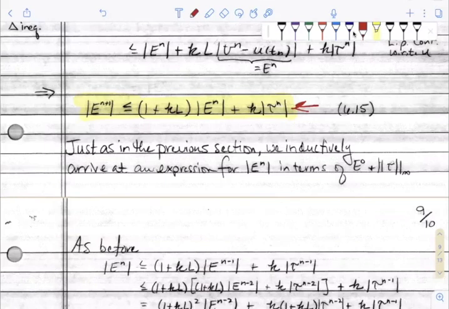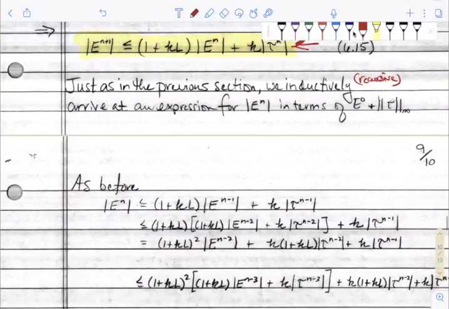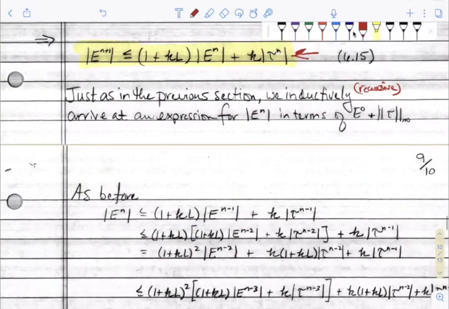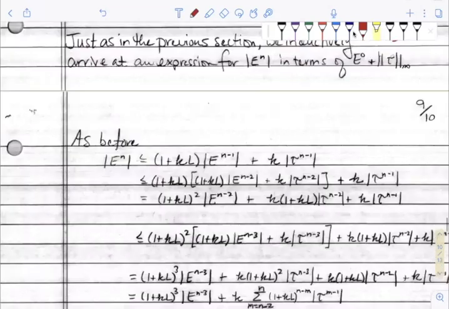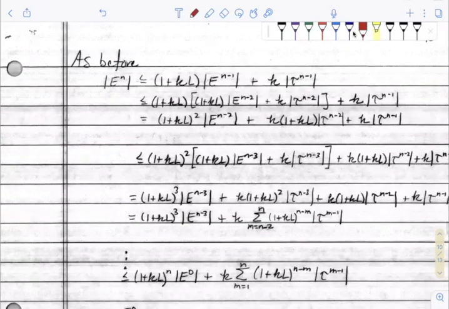Once we arrive here, we want to play the same game we did before. I don't know if we really call it inductive or recursive; I'm not sure which is the best phrase here. But what we're going to do is use what you see in equation 6.15 to recursively express the error at the n plus first time step in terms of the error at the initial time step, and then a sum. This is the error at the initial time step.